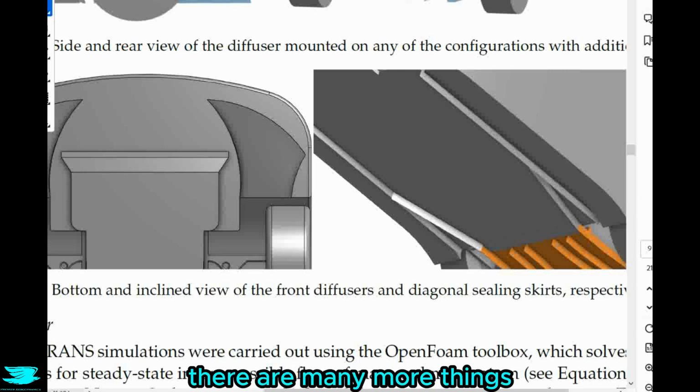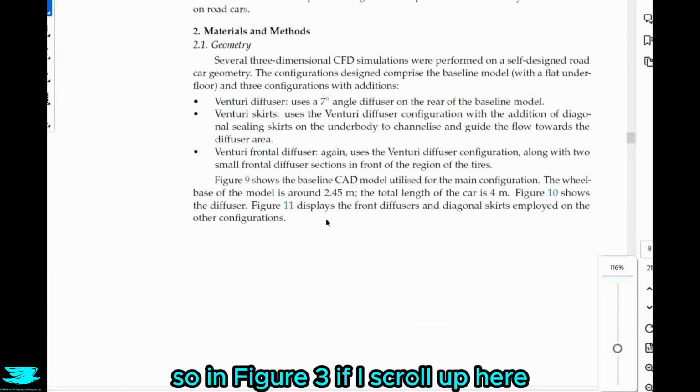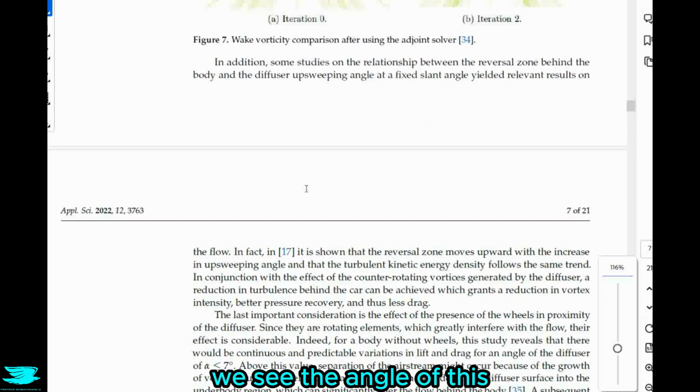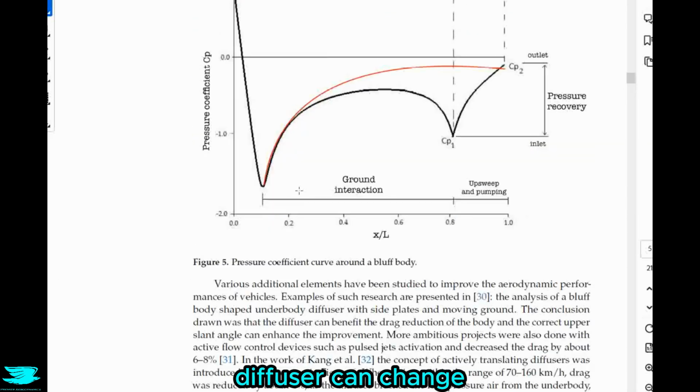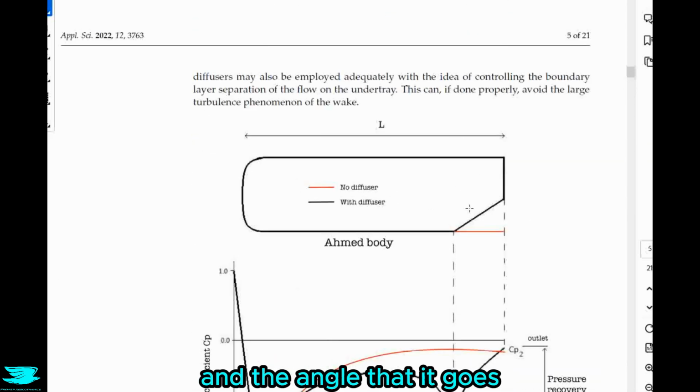But there are many more things you can alter on a diffuser other than just having a skirt. One very important geometric parameter is the angle of it. So in figure 3, if I scroll up here, we see the angle of this diffuser can change. We have the back here and the angle that it goes.